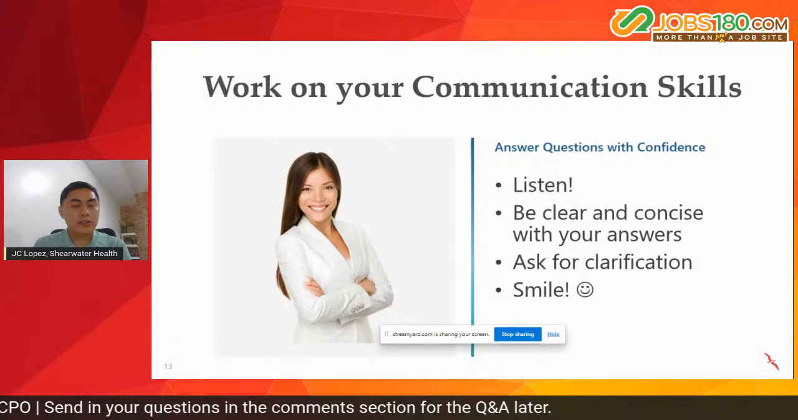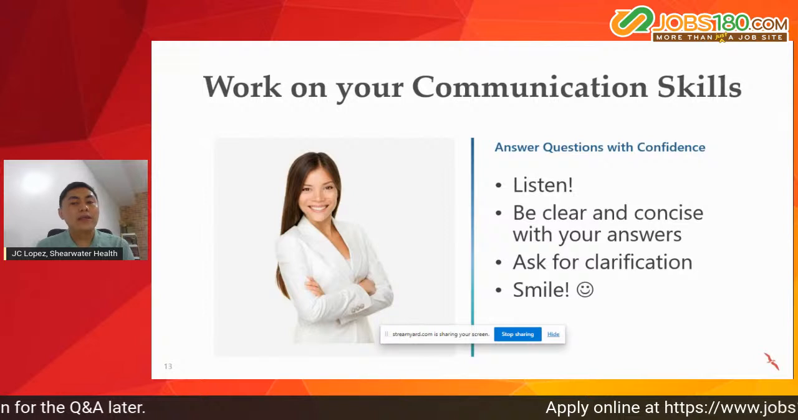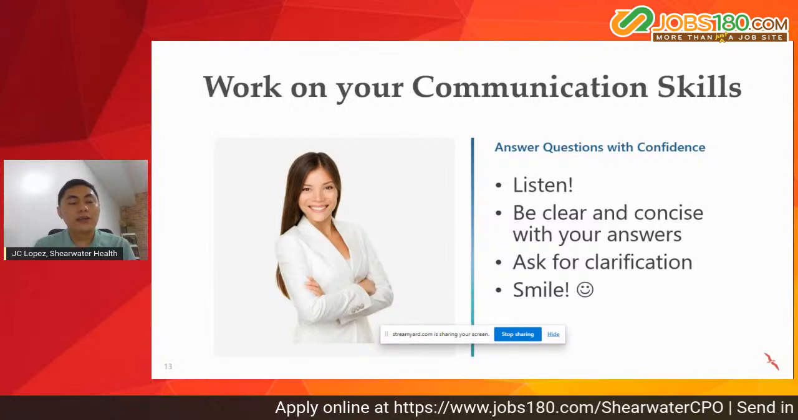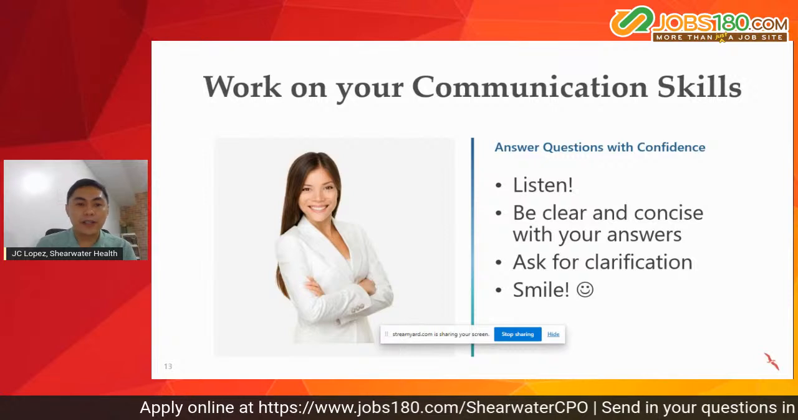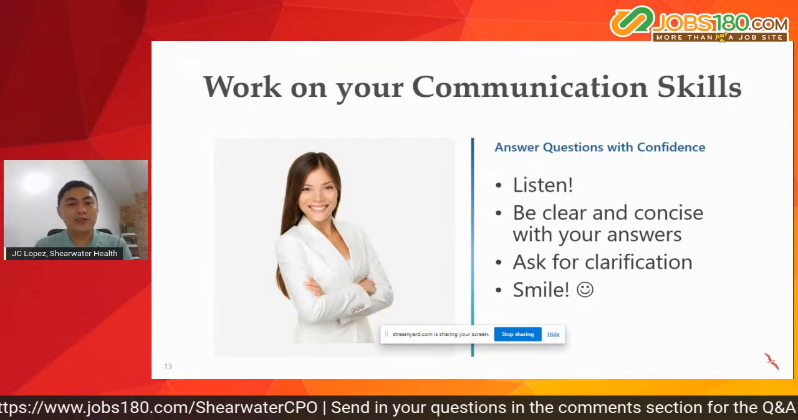Now, you have to be clear and concise with your answers as well. Again, this will not happen if you do not practice and if you do not do your research. Okay? Clarity and conciseness of your answers would really reflect on how well you prepared before your interview. Your interviewers are trained to check on that.